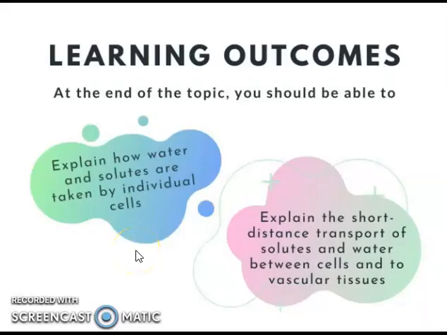The learning outcomes that we can derive from this chapter number 11, for the first part only: at the end of the topic, you should be able to explain how water and solutes are taken up by individual cells. The second learning outcome is to explain the short-distance transport of solutes and water between cells and to vascular tissue.